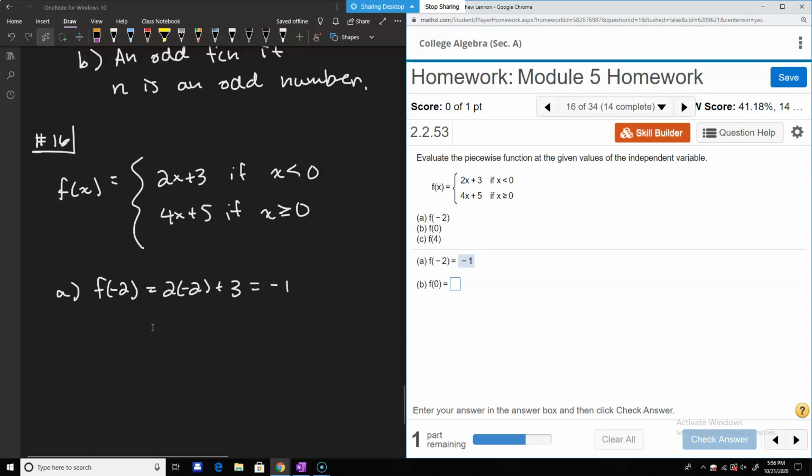For 0, we should be using the bottom formula. So f of 0, we get 4 times 0 plus 5. So that comes out to 5. Notice if you use the top formula, you get something completely different, right? You would get 3. So you would get the wrong answer.